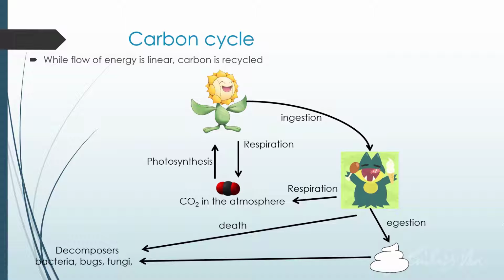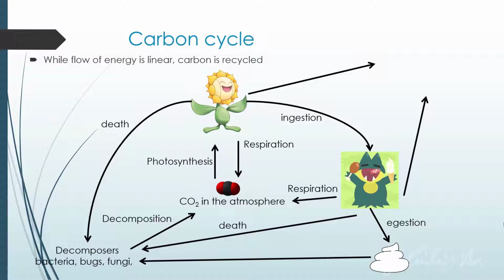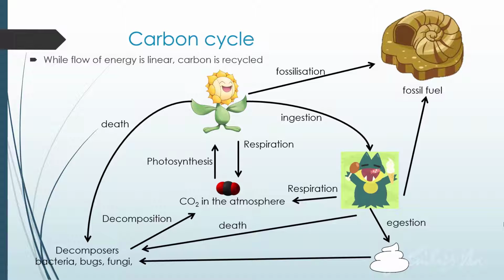And of course, it's not just animals and feces that will get decomposed. Plants upon death will also get decomposed. And this decomposition will release carbon dioxide into the atmosphere. But wait, there is still more. If plants and animals get buried in a nice way, after millions of years, they might become fossil fuels. This process is called fossilization. And when humans go and burn fossil fuels, this process is known as combustion. It will release carbon dioxide back into the atmosphere.